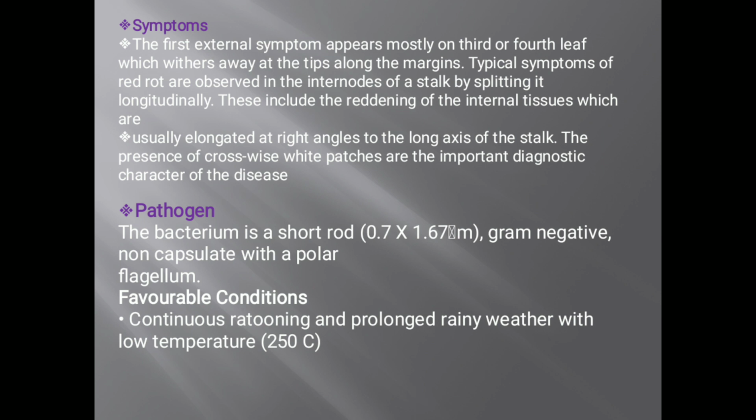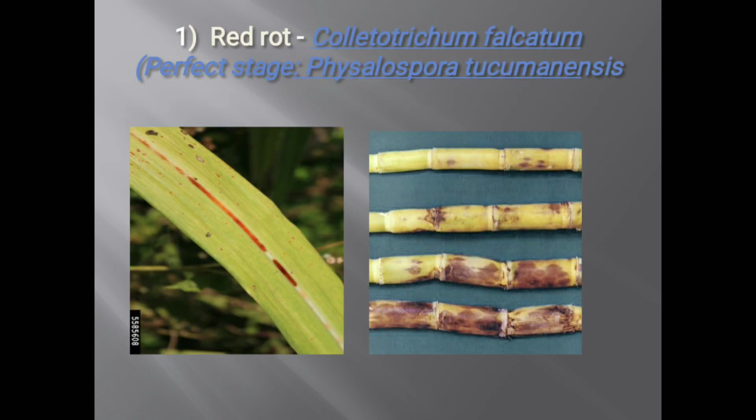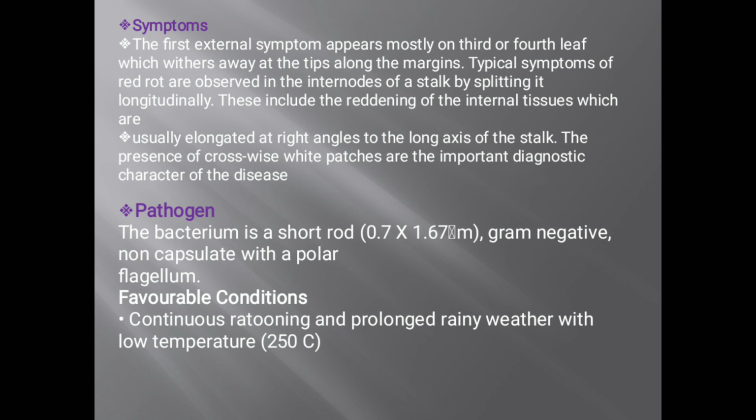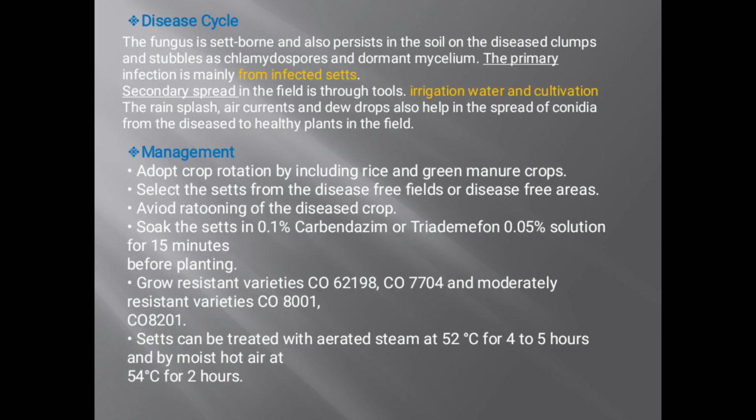Pathogen. Disease cycle. The fungus is seed borne and also persists in the soil on the diseased clumps and stubbles as chlamydospores and dormant mycelium. The primary infection is mainly from infected seeds, and secondary spread in the field is through tools, irrigation water, and cultivation practices. Rain splash, air currents, and dewdrops also help in the spread of conidia from diseased to healthy plants in the field.